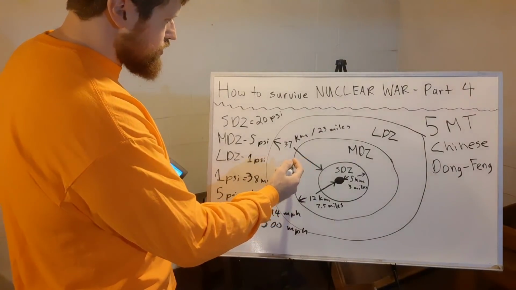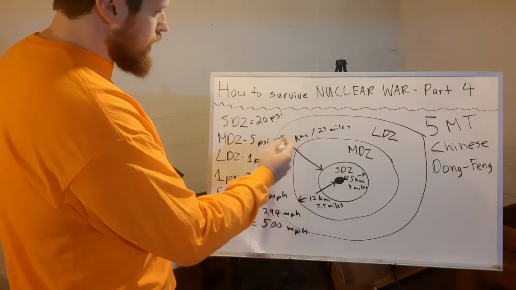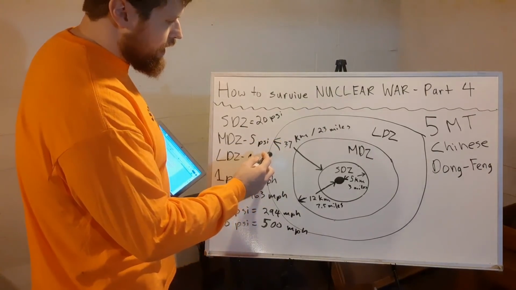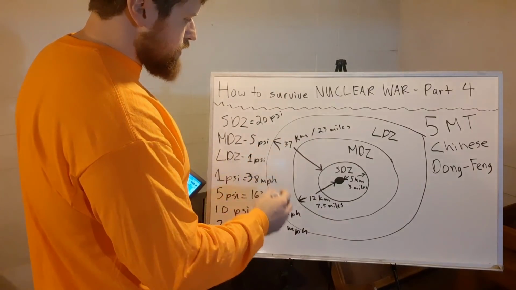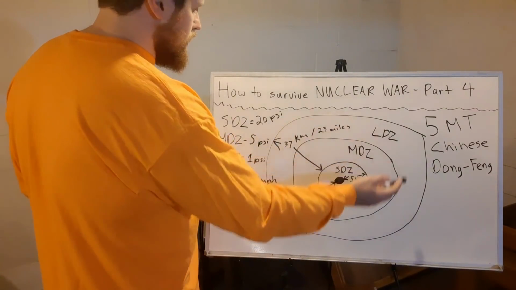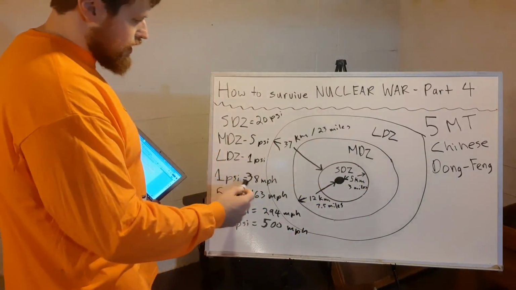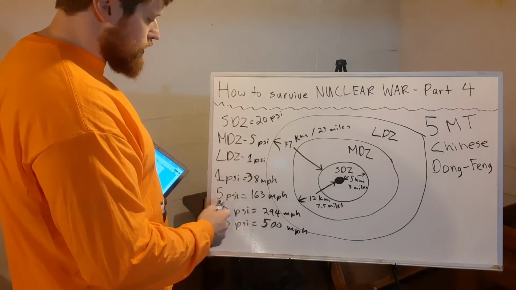Okay, and the light damage zone goes from 7.5 miles all the way out to 23 miles with the 5 megaton Chinese Dongfeng ICBM, or 12 kilometers to 37 kilometers. So if you're within the light damage zone, you're going to experience 38 mile per hour wind. Okay, that's the blast wave.